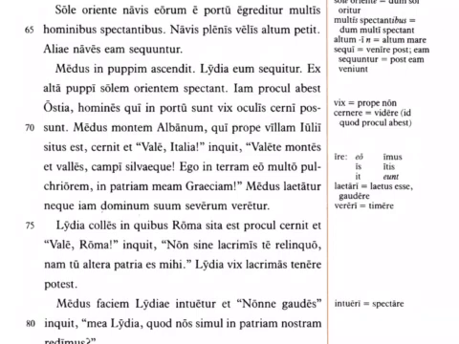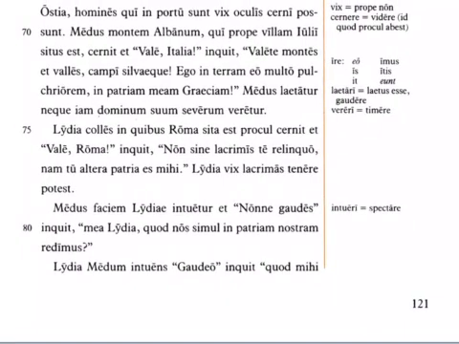Lydia colles in quibus Roma sita est procul cernit. Lydia sees from afar the hills on which Rome is situated, or located, et vale Roma, inquit, and she says, goodbye, Rome. Non sine lacrimis te relinquo. I am not leaving you without tears. So she is not as happy to leave as Metus. Nam tu altera patria es mihi, for you are another, a second homeland for me.